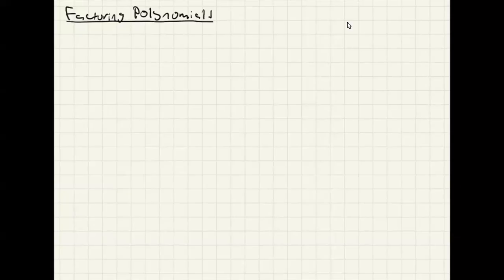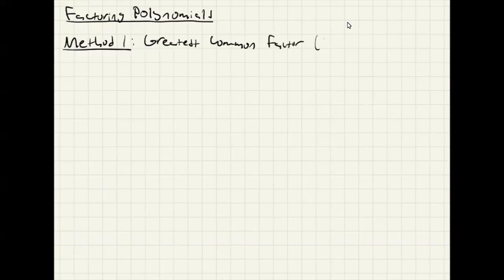Let's talk about how to factor polynomials. There are a couple of main ideas here. The first one is going to be just by doing the greatest common factor. So this is going to be the first method, and it's greatest common factor. A lot of the times people will abbreviate this with GCF.